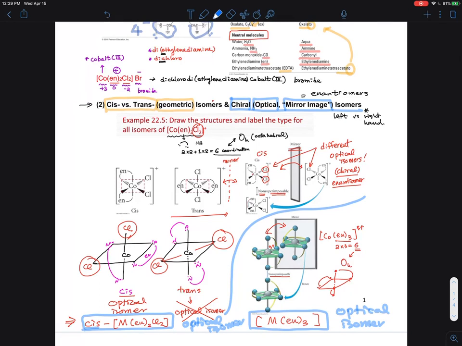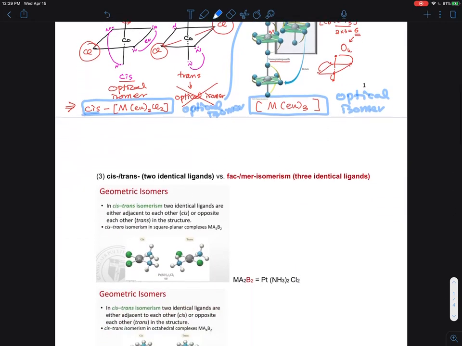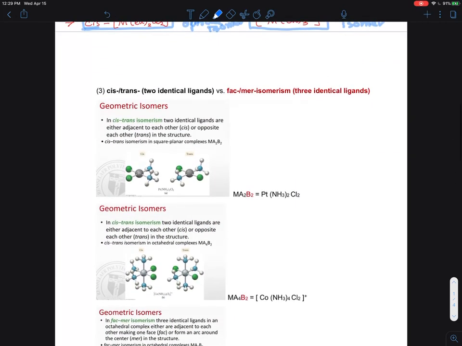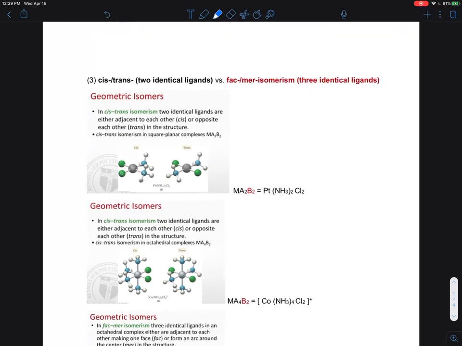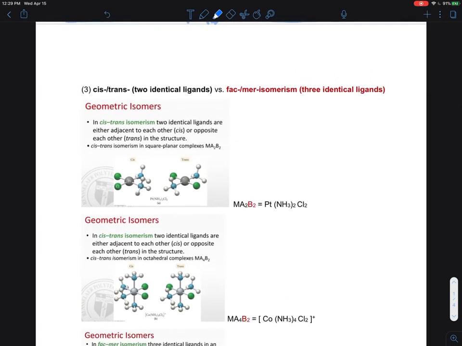And this is exactly the same as problem number 2 in the discussion problems, if you go back and look at that. Let me continue to give more explanation about this, cis and trans versus another pair called FAC and MER. FAC is from faces, and MER comes from meridian, which goes through the pole. This applies when you have 3 identical ligands. When you have 2 identical ligands, it's much easier.